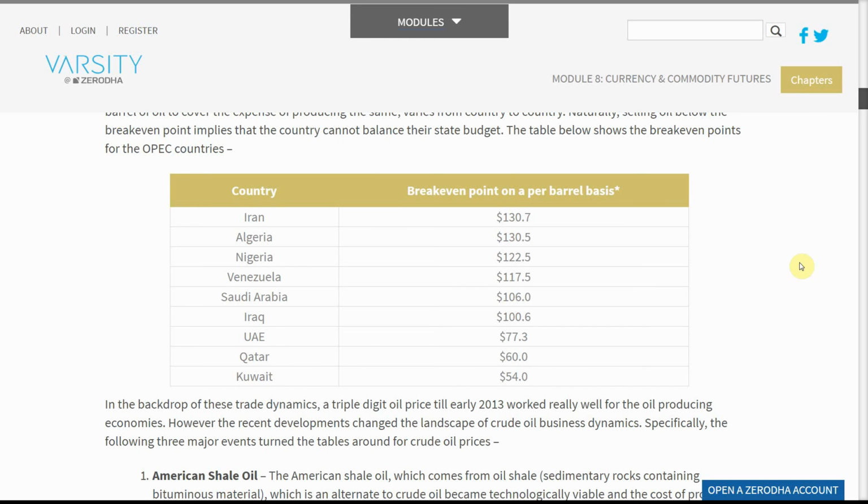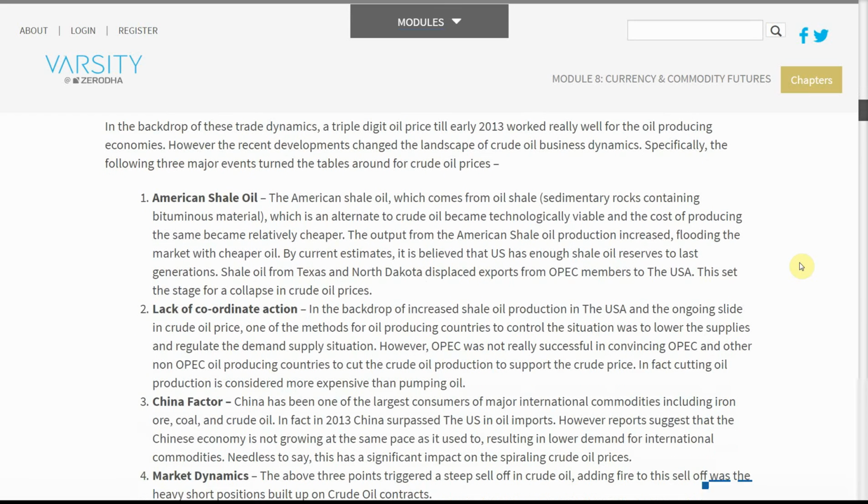In the backdrop of these trade dynamics, a triple-digit oil price till early 2013 worked really well for the oil-producing economies. However, the recent developments changed the landscape of crude oil business dynamics. Specifically, the following three major events turned the tables around for crude oil prices. American shale oil. The American shale oil, which comes from oil shale, sedimentary rocks containing bituminous material, which is an alternate to crude oil, became technologically viable and the cost of producing the same became relatively cheaper. The output from American shale oil production increased, flooding the market with cheaper oil.